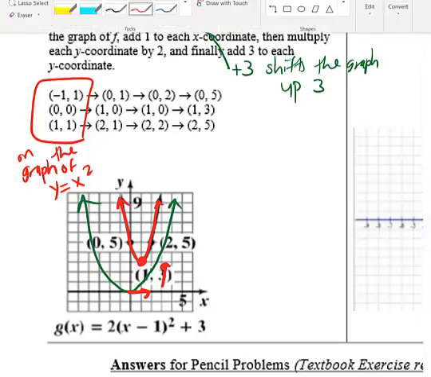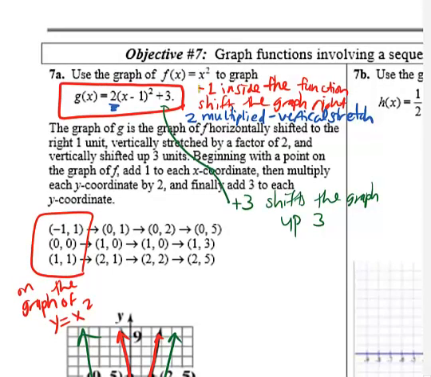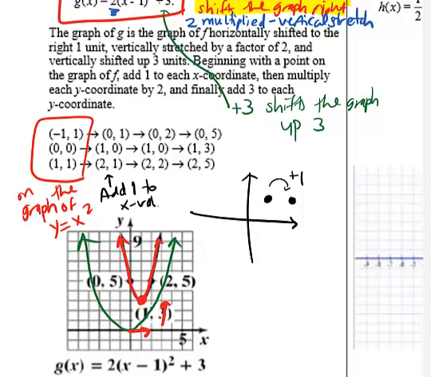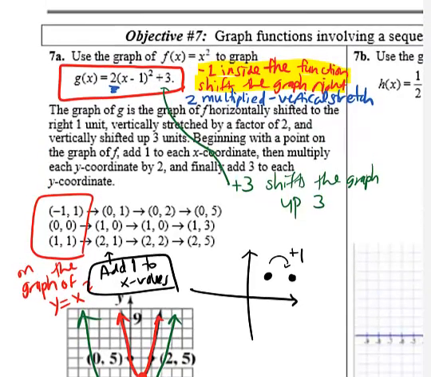So first, what did they do? What did we mention first? -1 inside the function, it shifts the graph right. But if you think about it, if I shift a point to the right, that adds 1 to the x value. Let's say I have a point here. If I move it to the right, that didn't change the y value because I'm not going up or down. It just changed the x value by +1. So they're adding 1 to the x values.